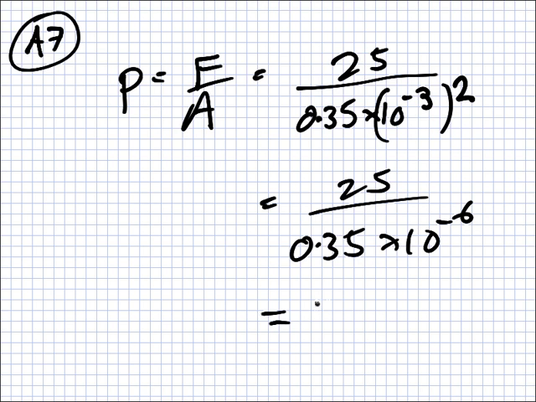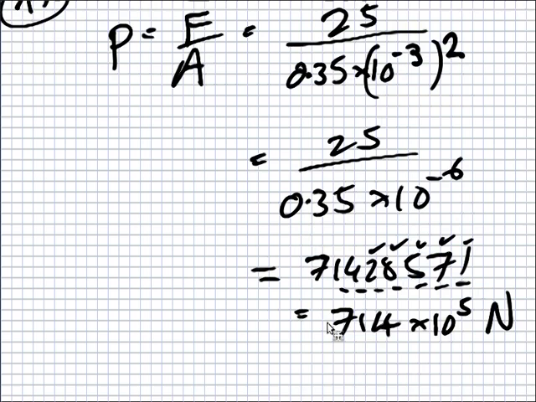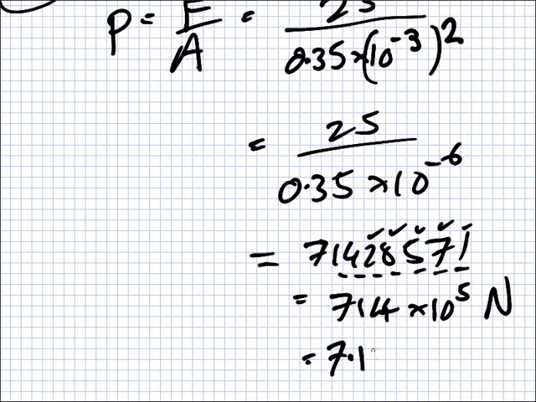What is it? 7 minus 4. So 7, 1, 4, 0, 0, 0, 0, 0. 5 zeros. I read like 7.14. You could say 7.14 times 10 to the 7 newtons.